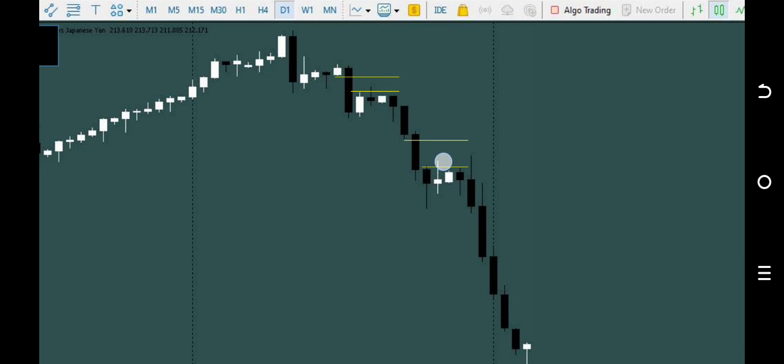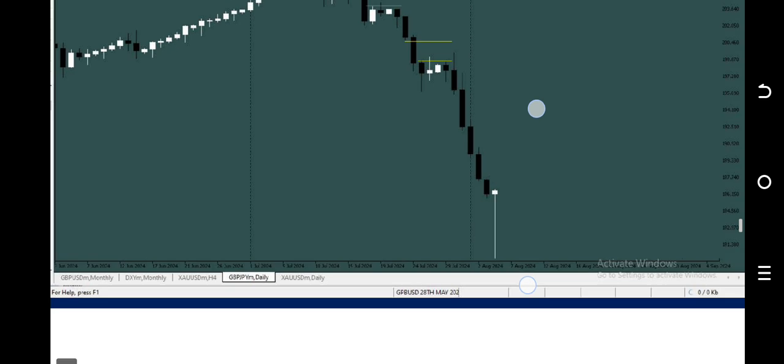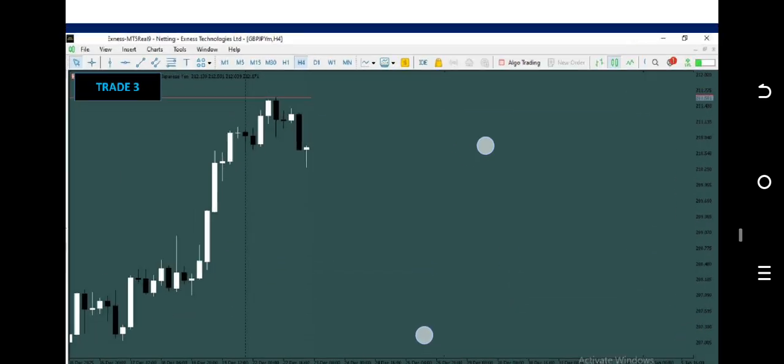As it created another leg, it kept on creating another leg. This is the reason why we have what? A trendy market. Okay, so a trendy market.